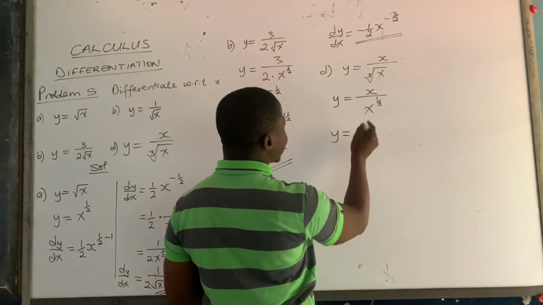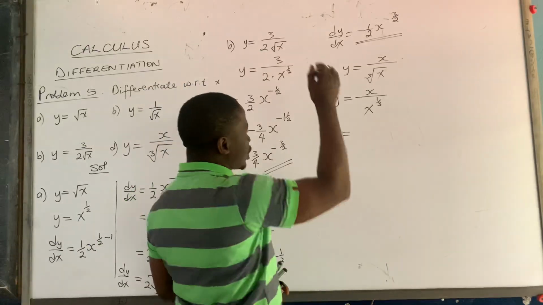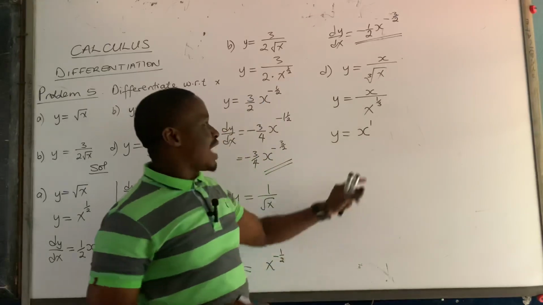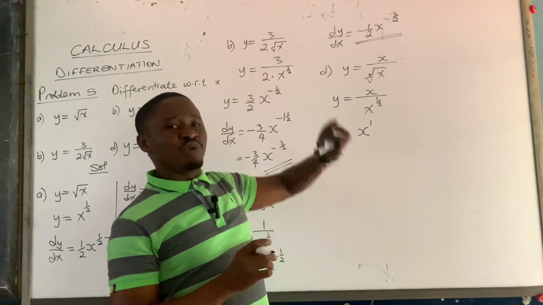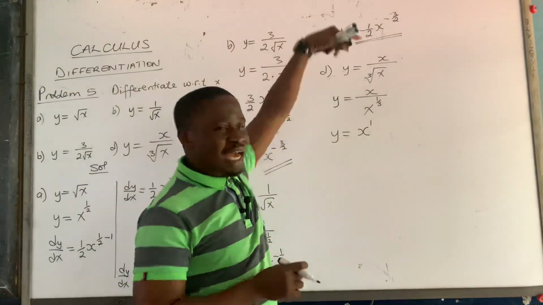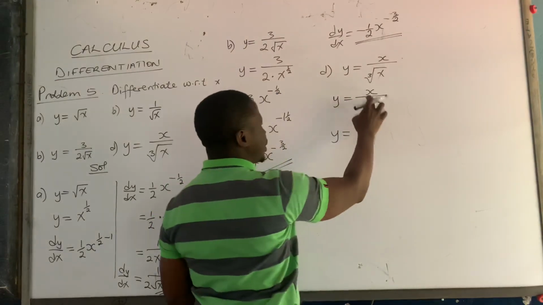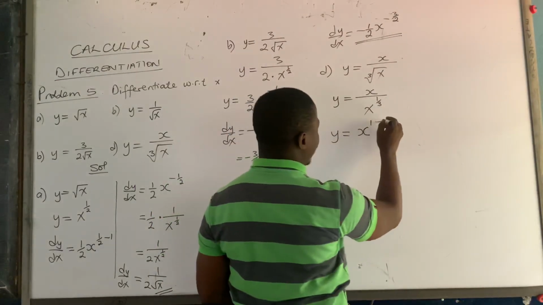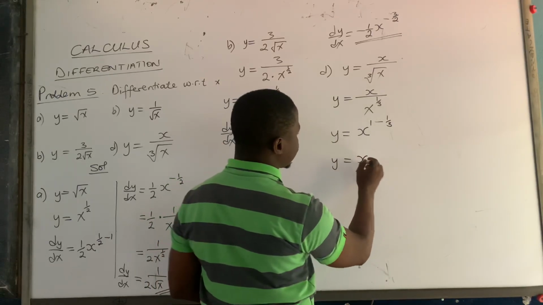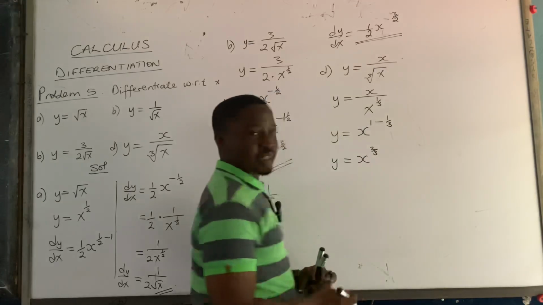So now we don't want x to serve as a denominator. We move it to the top. But at the top there is x, and that x has a power of 1. If there is another x down about to move to the top, we only move the power, because this x is already at the top. So we only move the power. So when the power goes up, the sign changes to negative. So minus 1/3. So y is equal to x raised to 1 minus 1/3, which is 2 over 3.